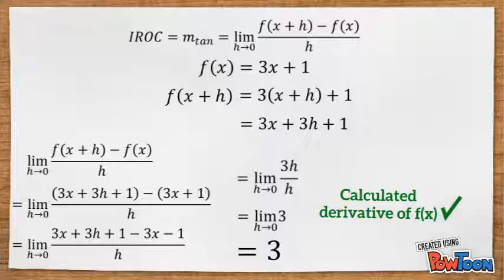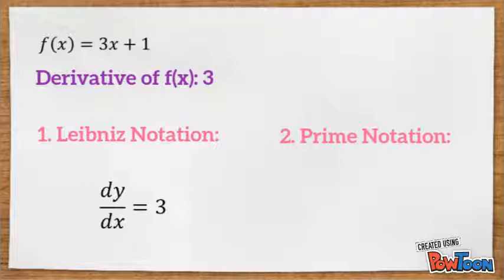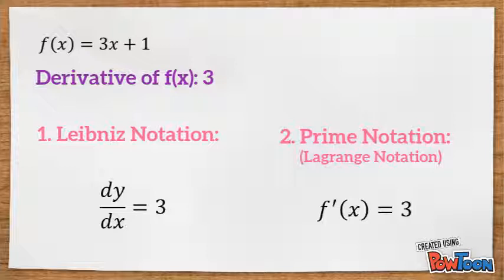Note that the derivative of a function can be denoted in several ways. Using Leibniz notation, it is dy over dx. Another notation, known as the prime notation, also known as Lagrange notation, is written as f prime of x. As there is no right or wrong, it is up to you to decide which derivative notation you prefer to use. Now let's interpret what we have calculated.